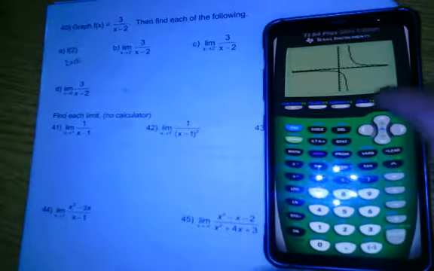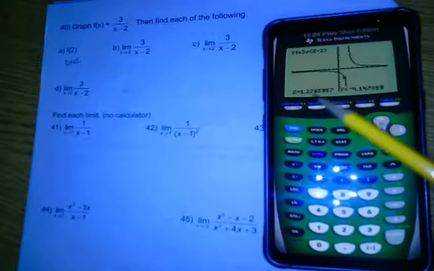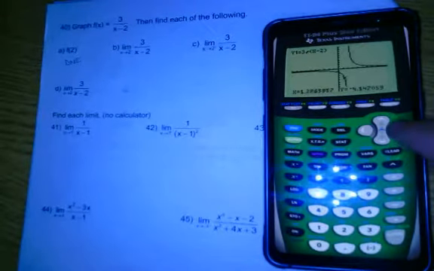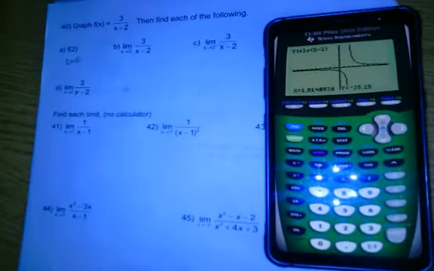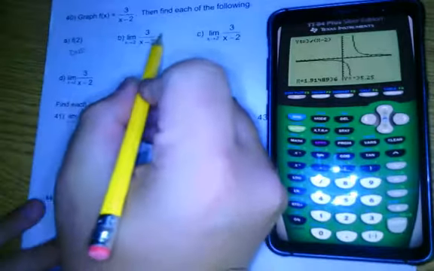All right, what about 2 from the left? If I hit the trace button, I can start moving around my graph. So let's look at the x's. I'm to the left of 2 right now. What happens is I keep approaching it closer and closer. It starts to get very, very negative. So guess what that answer is? Negative infinity.